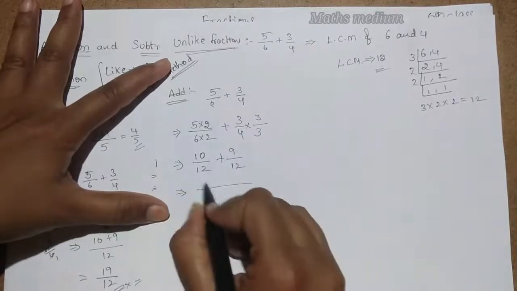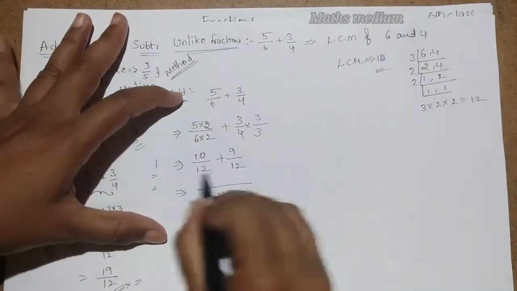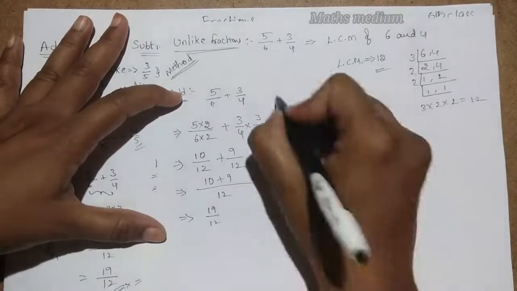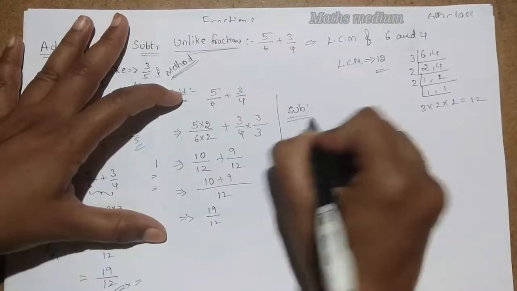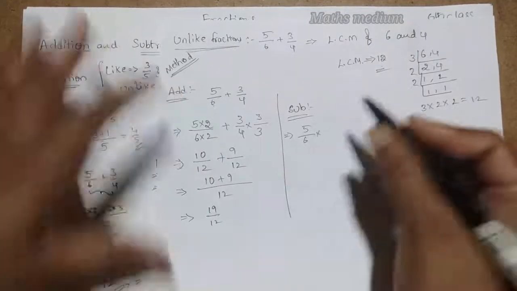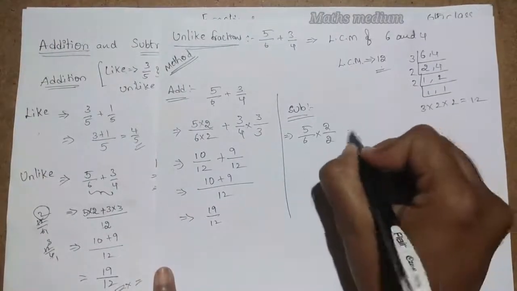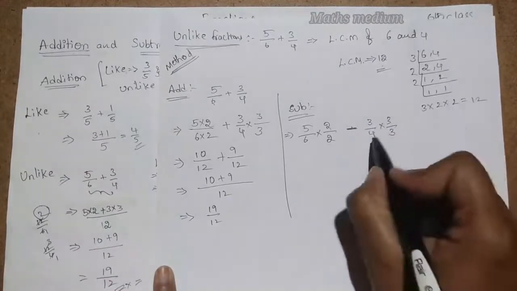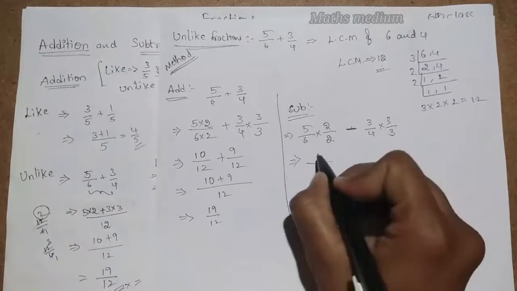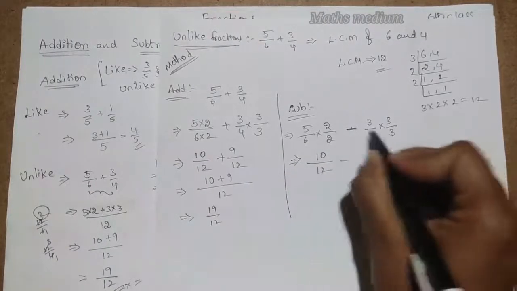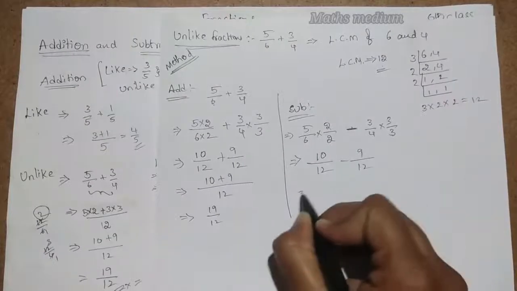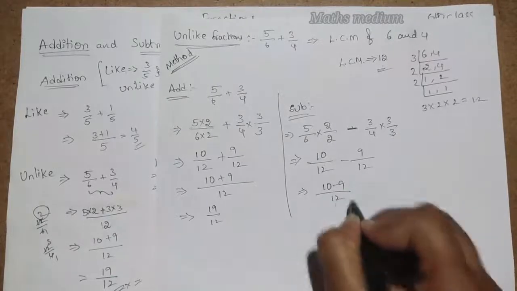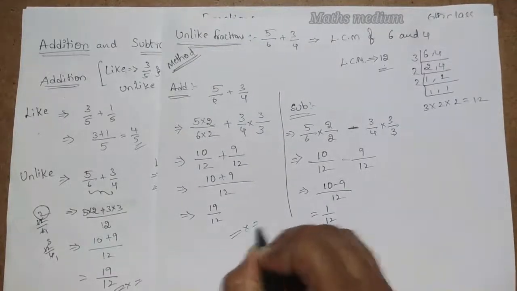Now, as in like fraction addition, 12 is the common denominator. So 10 plus 9, 19 by 12. Similarly for subtraction: 5 by 6, multiply both numerator and denominator by 2, and 3 by 4, multiply by 3 because 4 3s are 12. So 5 2s are 10 by 6 2s are 12 minus 3 3s are 9 by 4 3s are 12. This is similar to like fractions. So 10 minus 9 by the same denominator, so 1 by 12. This is the easiest method.